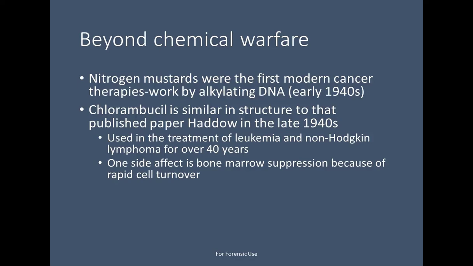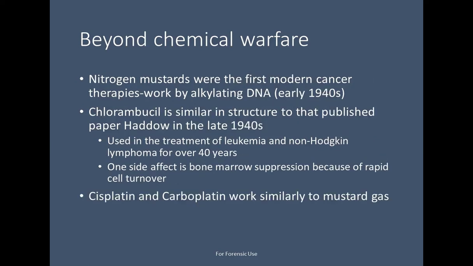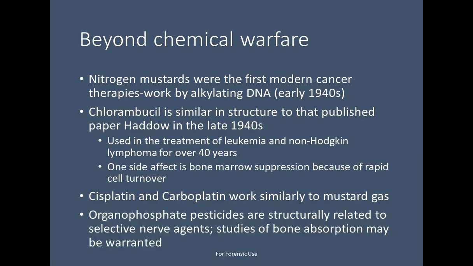One of the side effects of it is bone marrow suppression because of this rapid cell turnover. Nothing's really been measured in terms of what happens with the bone itself, but it's possible that there could be some incorporation into the bone causing this kind of change, and maybe understanding that might help us understand efficacy. And of course, cisplatin and carboplatin also work in a similar way to mustard gas.